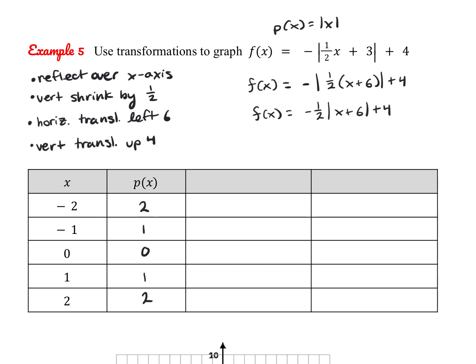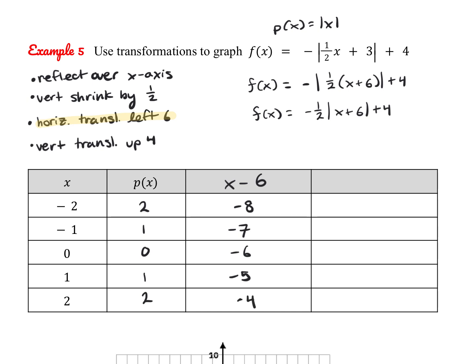So here I only have one horizontal change again. So that horizontal change is to the left 6. So I'm actually going to subtract 6 from all of my x values. I understand that in the equation it says x plus 6, but to move a coordinate, we would subtract to send the x value to the left. So this becomes -8, -7, -6, -5, and -4.